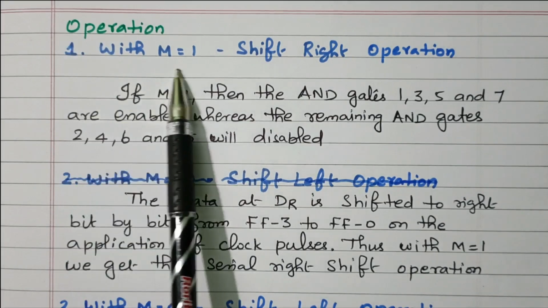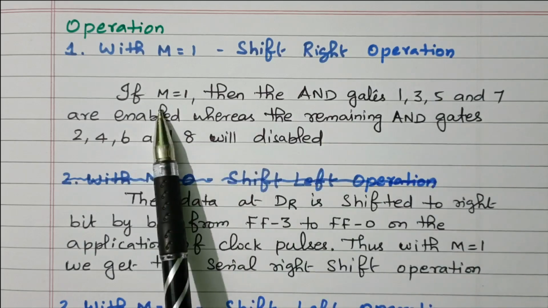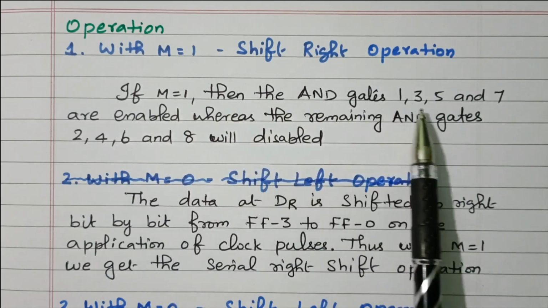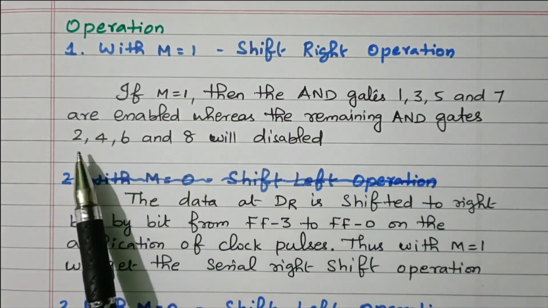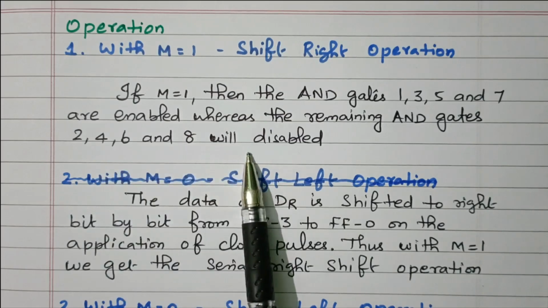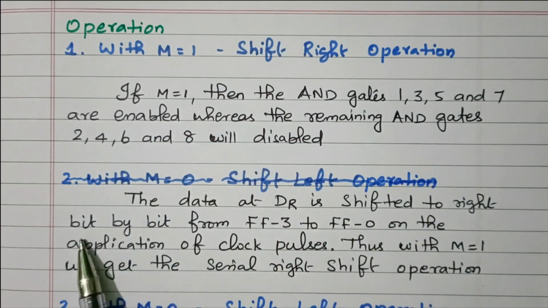First case, when M equal to 1, we can perform shift right operation. That is, if M equal to 1, then the AND gates 1, 3, 5 and 7 are enabled, whereas the remaining AND gates 2, 4, 6 and 8 are disabled, right? The data entered at DR is shifted to the right bit by bit from flip-flop 3 to flip-flop 0, that is first flip-flop to fourth flip-flop, on the application of clock pulse. Thus, with M equal to 1, we get the serial right shift operation.